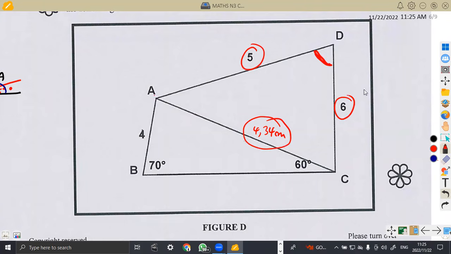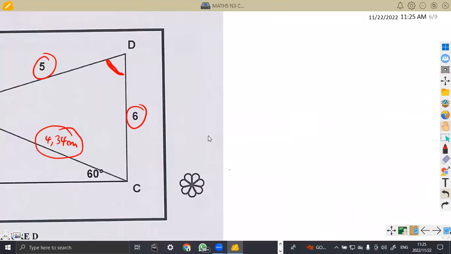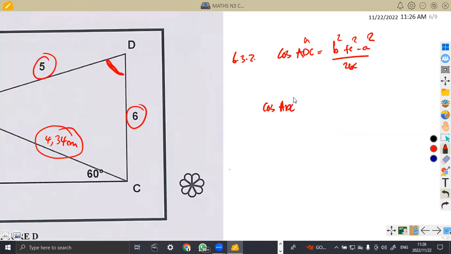We are only given sides, so that means we can use the cosine rule, because cosine can calculate an angle from sides only. What is the formula? We know that the cos of the angle that we are supposed to calculate, which is ADC, can be given by the formula b squared plus c squared minus a squared over 2bc, which is cos ADC equal to b and c.